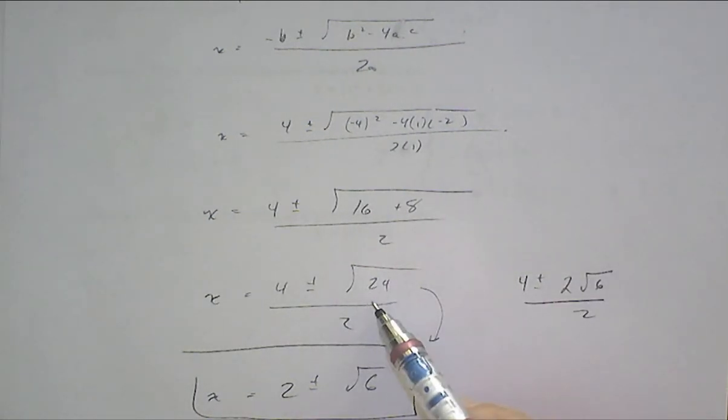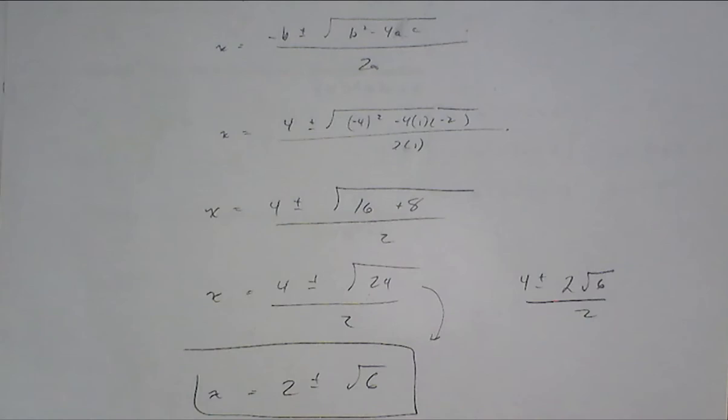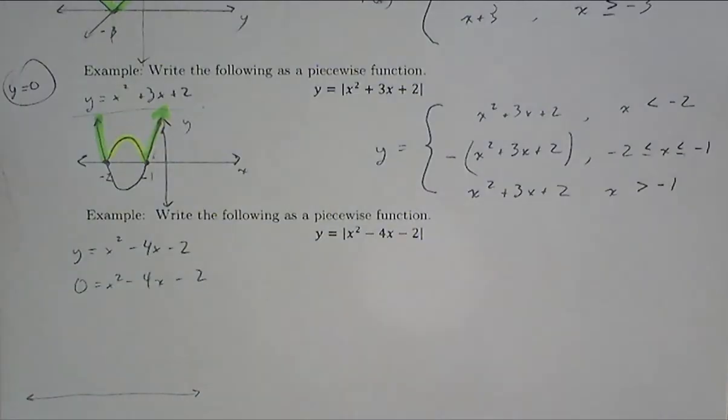You factor out a factor of 4 from 24, since it's a perfect square, and take the square root. Divide both top and bottom by 2. All right, getting back, there we are.